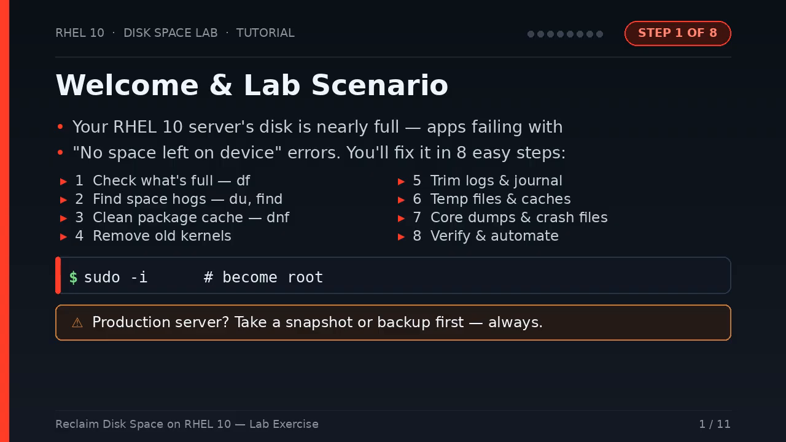Here is the plan. First, we check which file system is full using the df command. Second, we find the largest files and folders with du and find. Third, we clean the package manager cache. Fourth, we remove old kernels. Fifth, we trim the system logs. Sixth, we clear temporary files. Seventh, we remove core dump files. And finally, we verify the space we reclaimed and set up automatic maintenance.